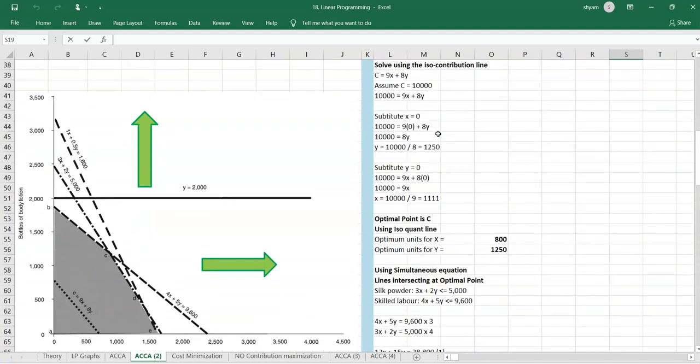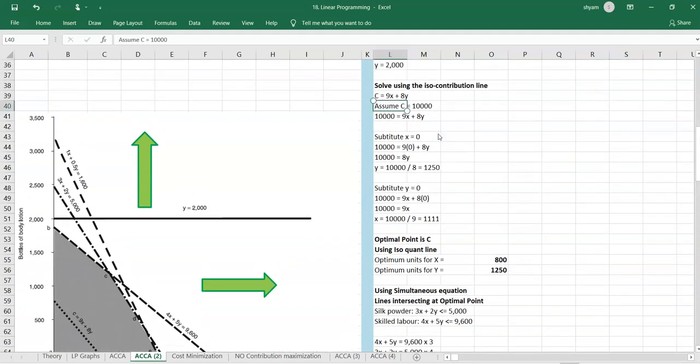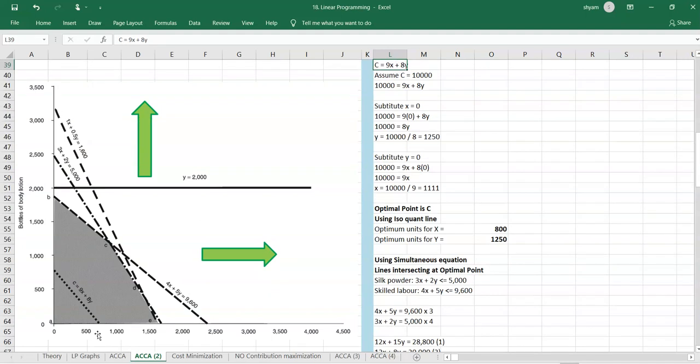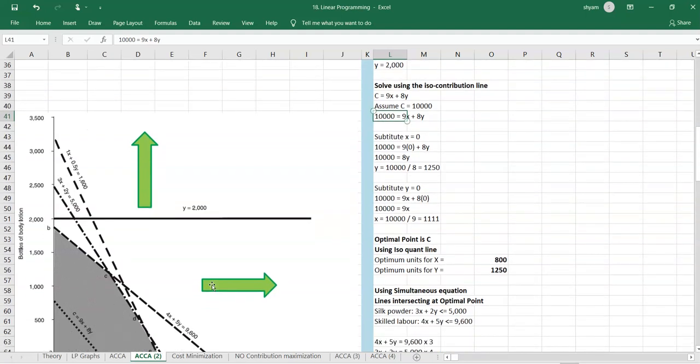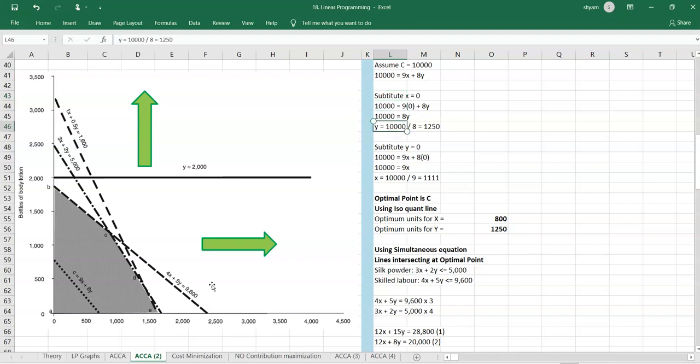Then you have to draw a line of iso contribution curve. For that line, you have to assume the contribution as some number. The best way is to take the maximum that is available for x. Maximum available is 2500, so 2500 into 9 is 22,500. Take c as 22,500. I have taken 10,000, randomly chosen, but you do as per this procedure. Then substitute x, and finally you have found the iso contribution line.